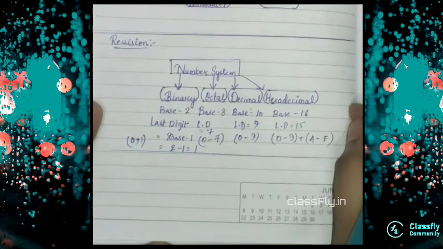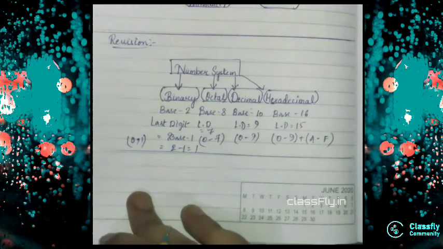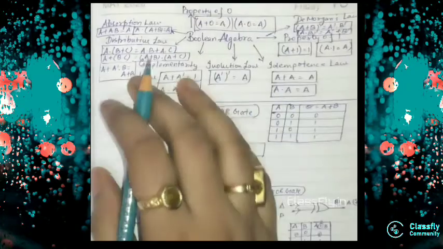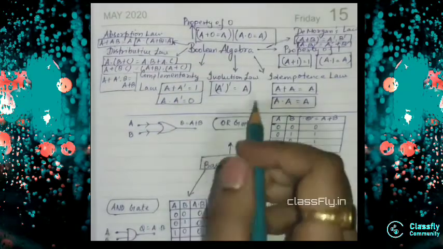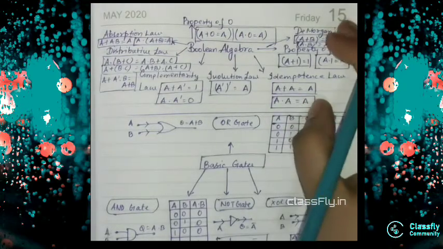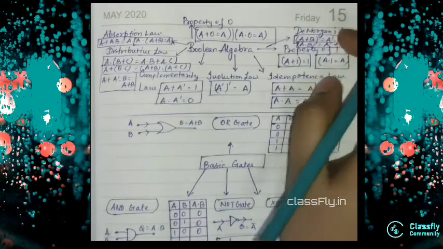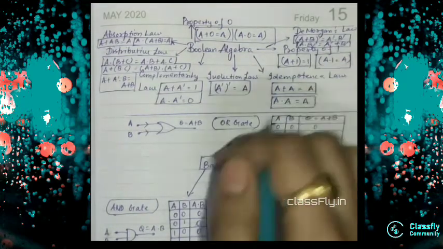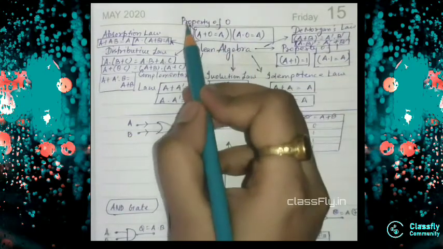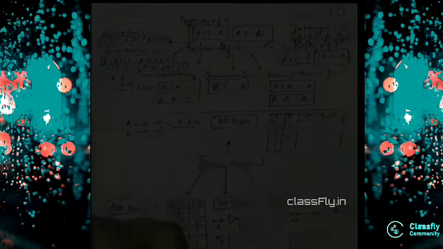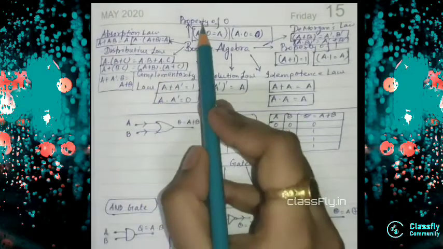Now we will move on to our Boolean algebra part. So see, this is Boolean algebra. There are many laws, so I have made a mind map to help you remember. The first law we encountered in a lecture, as I told, is the property of 0.